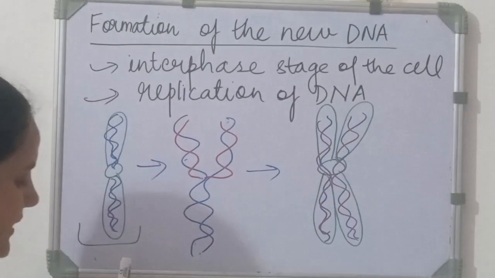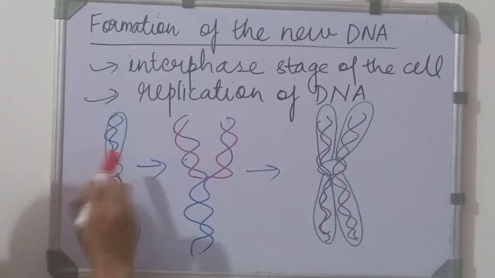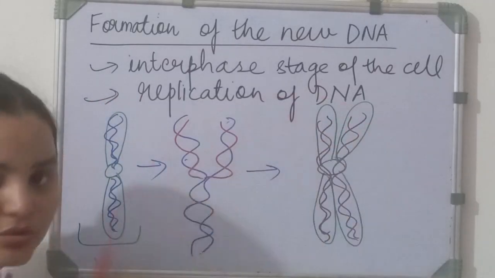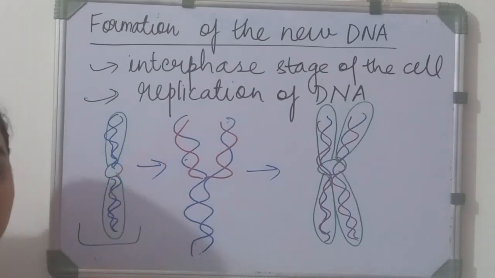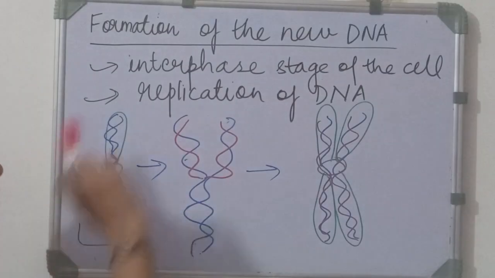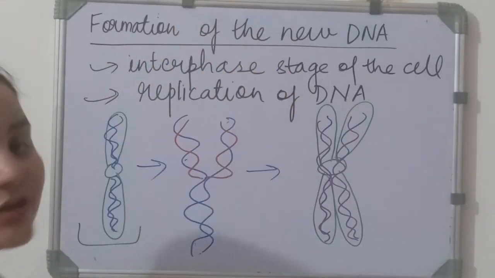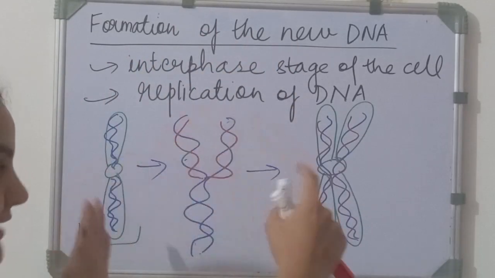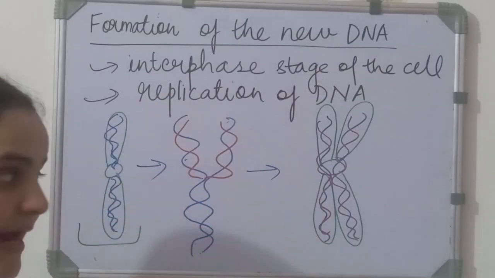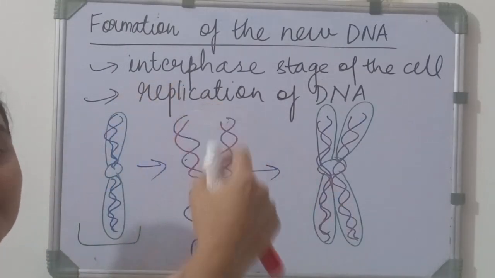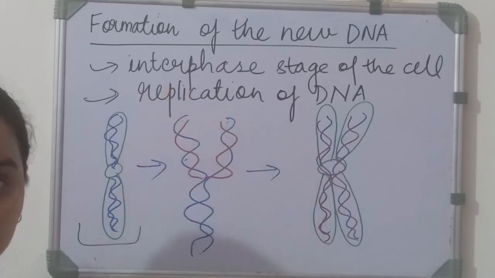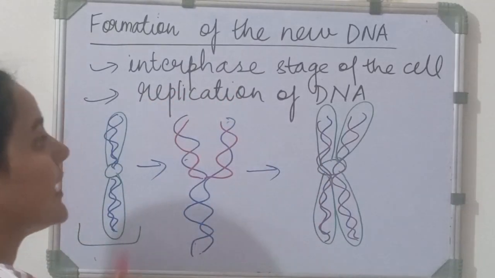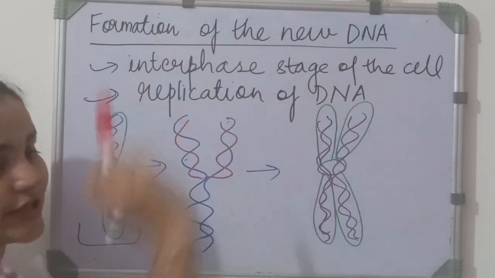Initially we were having just this one DNA. Now we have two DNA. I hope it is clear. Our DNA has doubled. I hope you understood this formation of new DNA, how it is formed. The parent strand separates and over that parent strand our new, dotted DNA is being formed. And that process is called replication, and it occurs in the interphase stage of the cell.